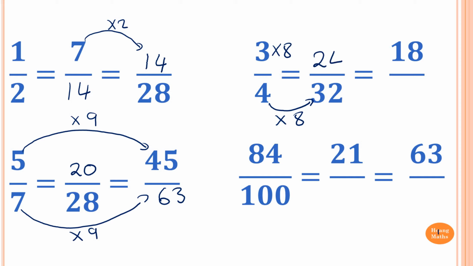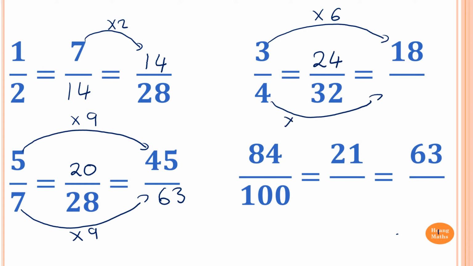And 18. So 24 to 18 is too difficult. So therefore, we know that from 3 to 18, we times this by 6. 3 times 6 is 18. So therefore, to get the number down the bottom, from 4 to this one, we times this by 6. So 4 times 6 is 24.